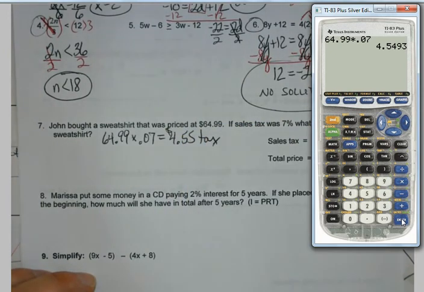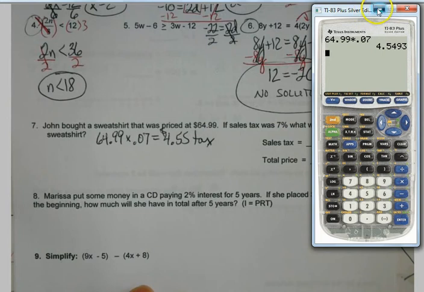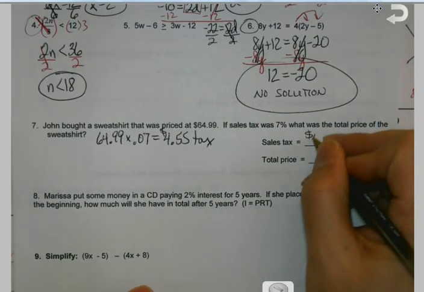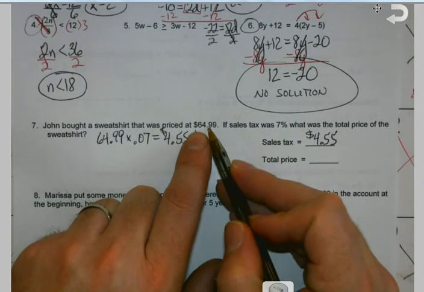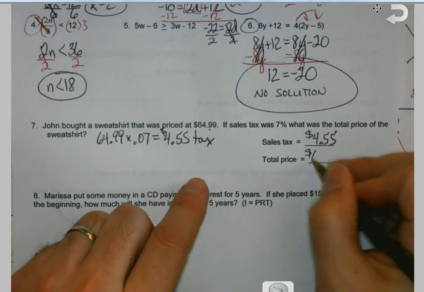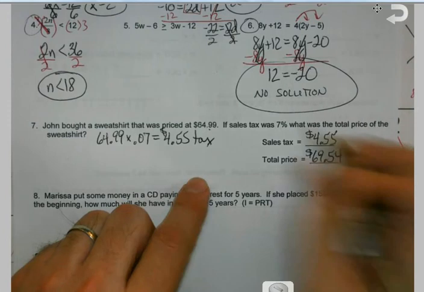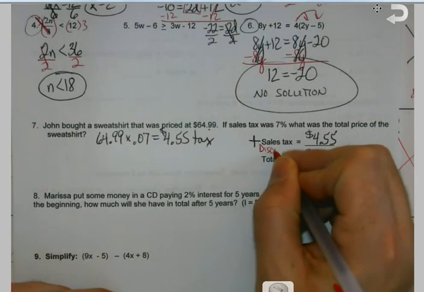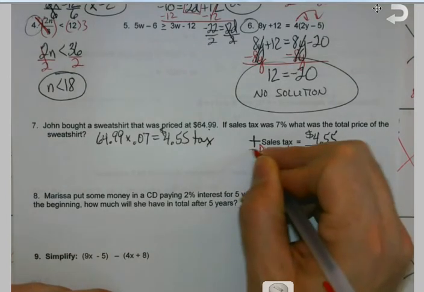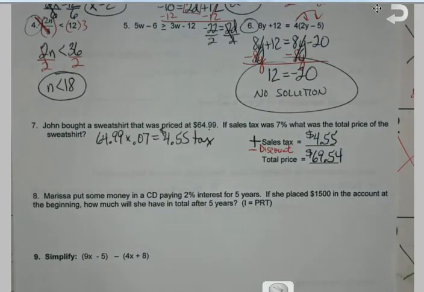And you subtract, right? Ooh, I wish we got to subtract sales tax. A discount I get to subtract. But with sales tax, I have to add it. So here, my sales tax is $4.55, but my total price would be $64.99. Yes, because if it's sales tax, I add. Now, if the word instead would have been a discount, then I would have subtracted it instead. And that could happen tomorrow.